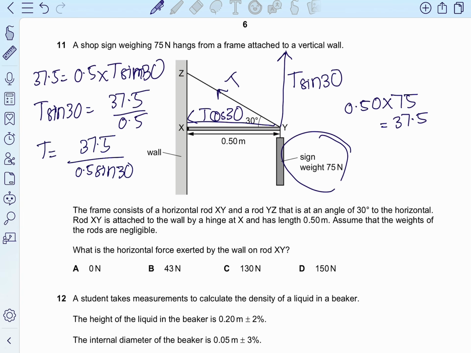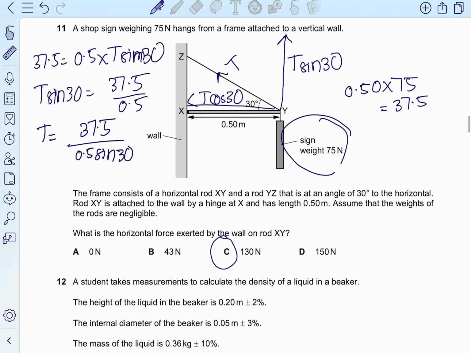That gives me 150. Now 150 is the value of T. If I want to find the horizontal component, I'll have to multiply it with cos 30. That gives me 130 newtons. So the answer is 11C, which is 130 newtons.